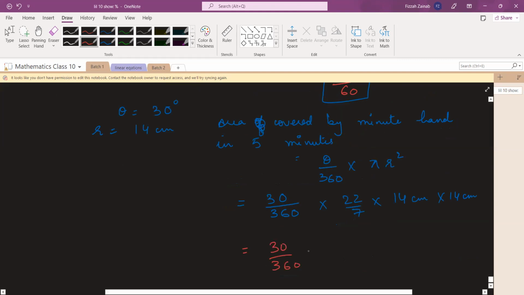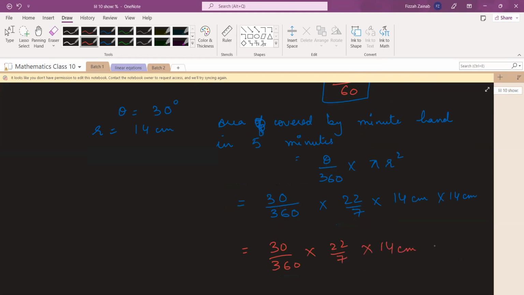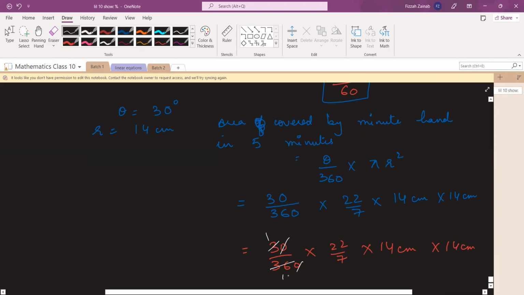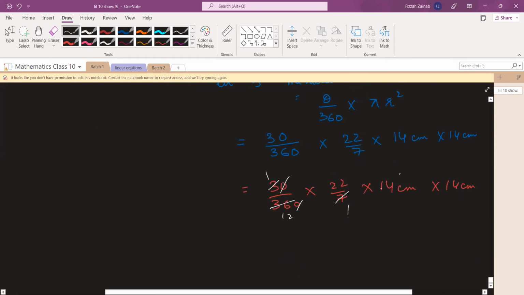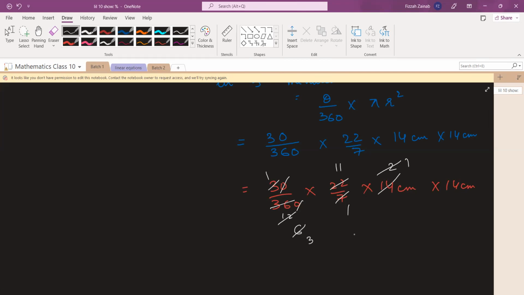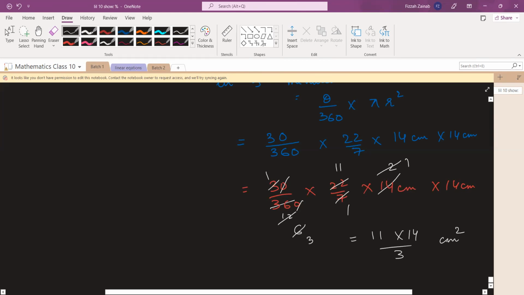Let's do the cutting in the next step, right? In the first step, you should see clearly what values I'm putting here. Okay, let's do all the cuttings here. Now this 0 goes out. Then 3 into 1 and 3 into 1 and 12 I'm getting, right? Then 7 into 1 and 7 into 2. And then 2 into 1 and 2 into 6, right? Then 2 into 3 and 2 into 11. And I don't think I can cut anything now. So I'm getting 11 into 14 divided by 3, and then centimeter into centimeter, that is centimeter square. So just multiply, how much is 11 into 14? So I'm getting 154 divided by 3 centimeter square.